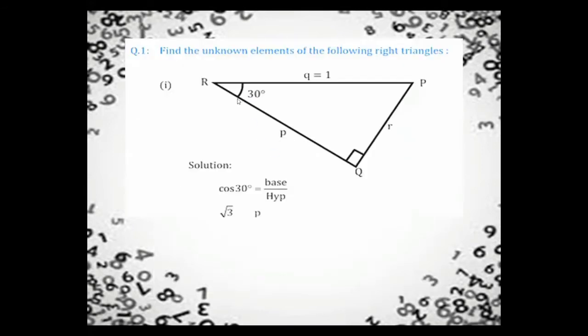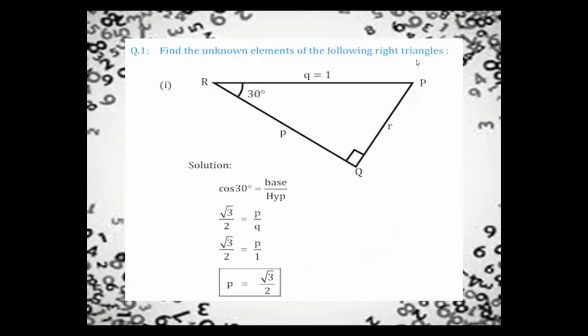Now we'll move toward exercise 15.4. In this, we are going to find the unknown elements of the right angle triangle. There are 6 components in any triangle. In this question, 3 elements are given, and we have to find the remaining elements.